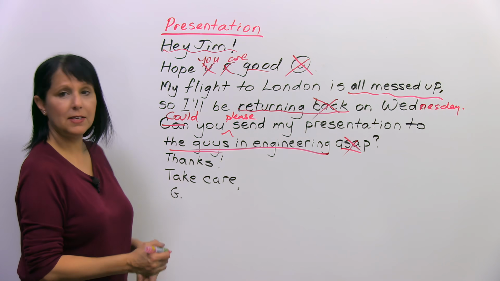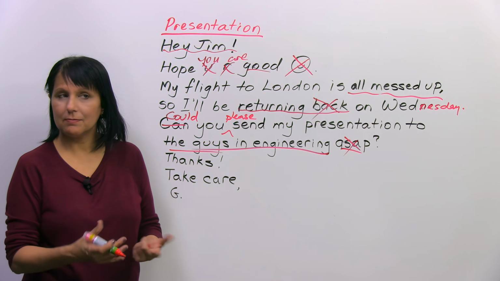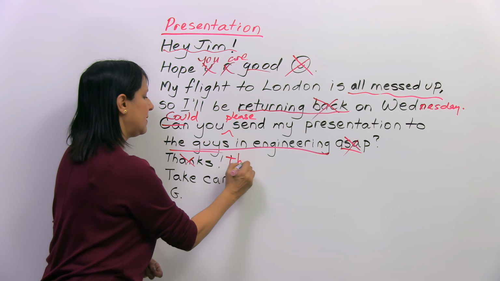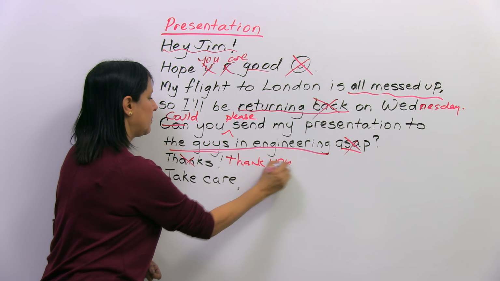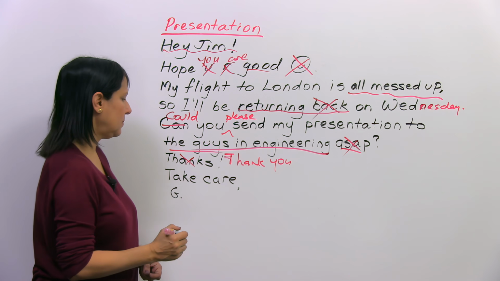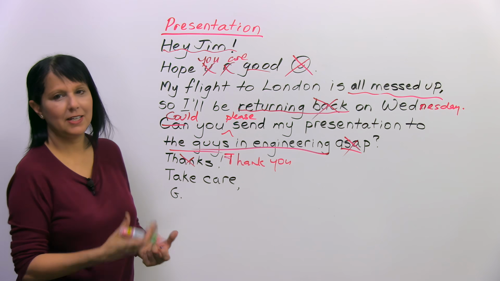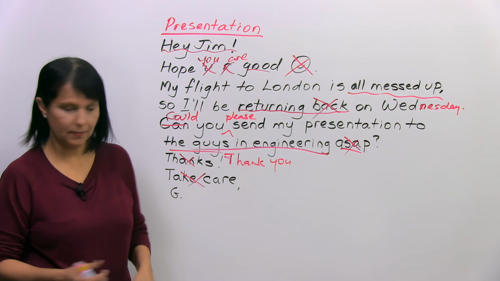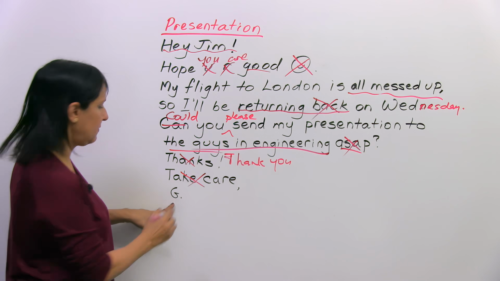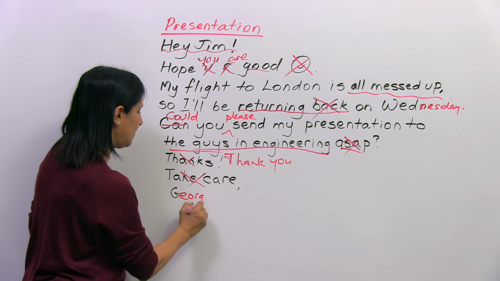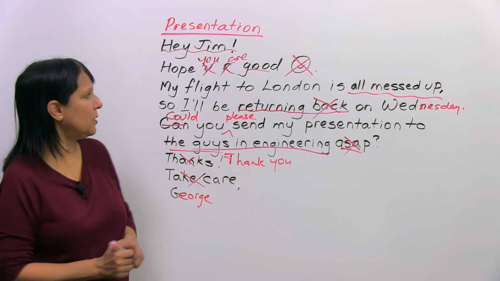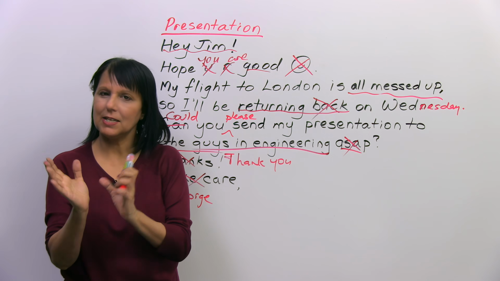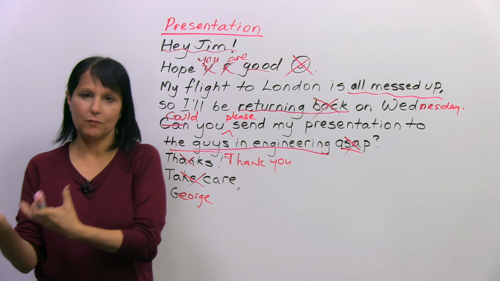Then he says, "Thanks." Now, "thanks" is more informal. So actually, if you want to be a little bit more formal, say "thank you." And "take care," again, very informal, so you don't want to say that. You could say "best regards." And don't just write "G." If his name is George, you should write out his name. Okay? So here you see that even in a short email, there could actually be lots of mistakes when you're trying to write in a more formal way.